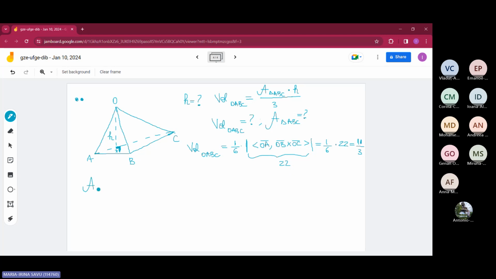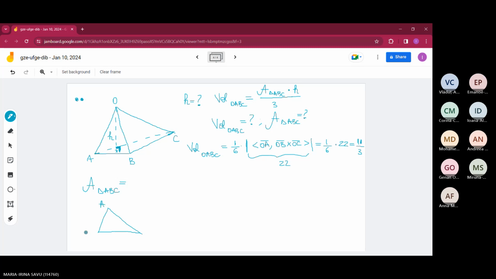Then find the area of the triangle ABC. Which product helps you find the area of a triangle or of a parallelogram? Okay, it's the cross product.